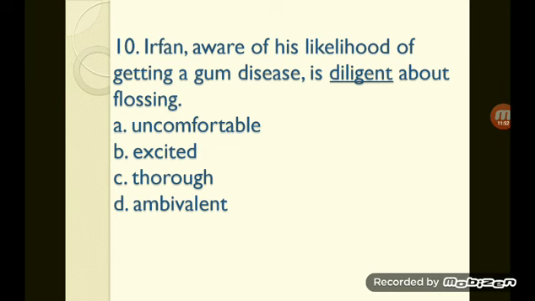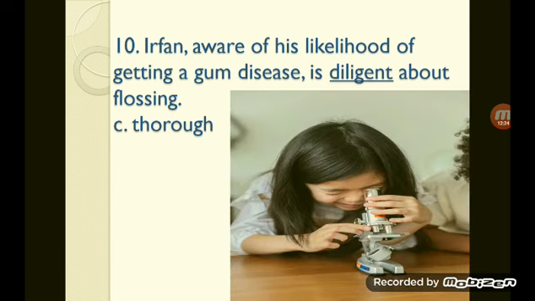Sentence number 10. Irfan, aware of his likelihood of getting a gum disease, is diligent about flossing. Someone who's diligent is very particular about what they're doing, and very thorough in carrying out whatever job or work they are doing. He's not uncomfortable or excited or ambivalent. He is thorough. Somebody who takes care of even the minutest details and is very proper in the way they are doing something.